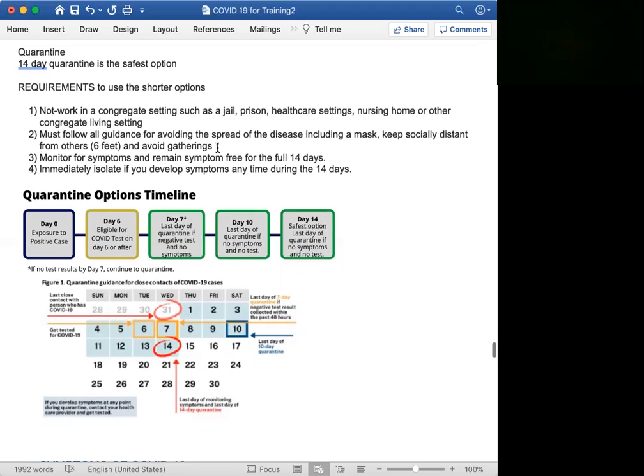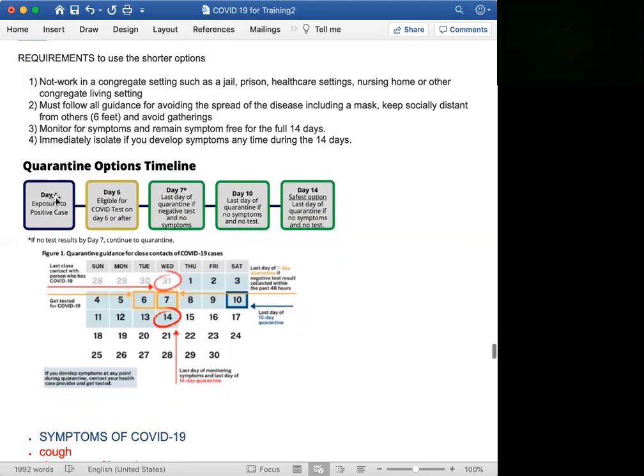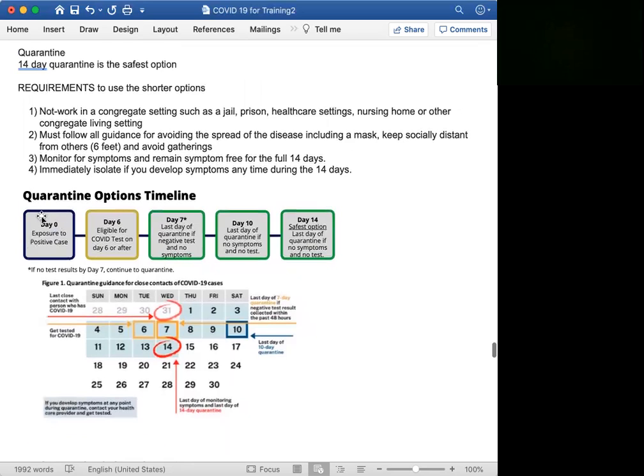So here are the options. You start with day 0 here, and you monitor for symptoms. You get tested on day 6 or 7. It could be an antigen test or a PCR test. It doesn't matter as long as you have the test results back. If you have no symptoms and that test result is negative, you can be released on day 8.